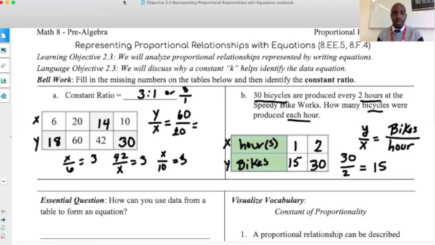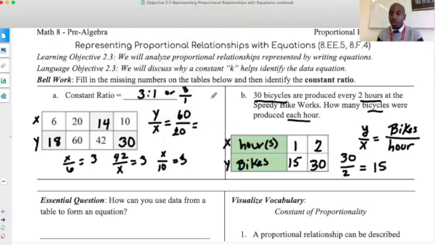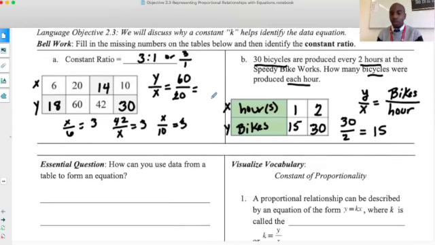If you need help with this, and this is still tough for you, I would recommend you go back and watch lessons 2.1 and 2.2 to get a better understanding of how to fill in table values with the constant, as well as how to fill in the information to identify the unit rate. Okay. Now, today we're going to be talking about proportional relationships with equations.